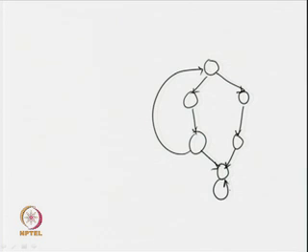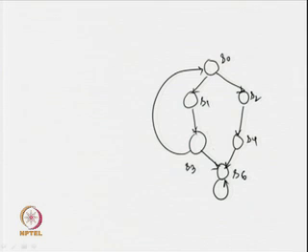So, this is a model. You can say this is the Kripke structure. So, these are the set of states. We are having S0 to S6: S0, S1, S2, S3, S4, S5, S6.